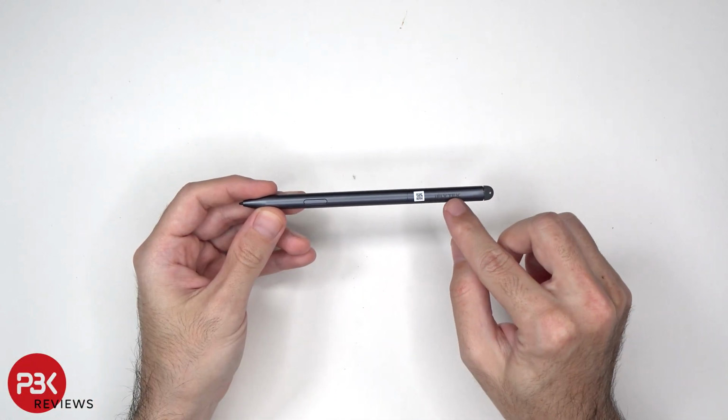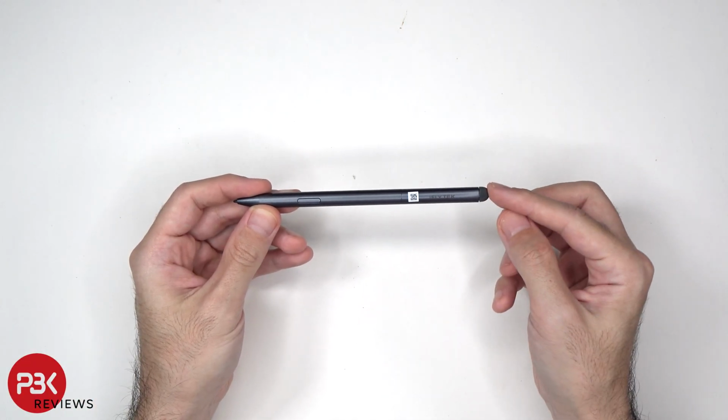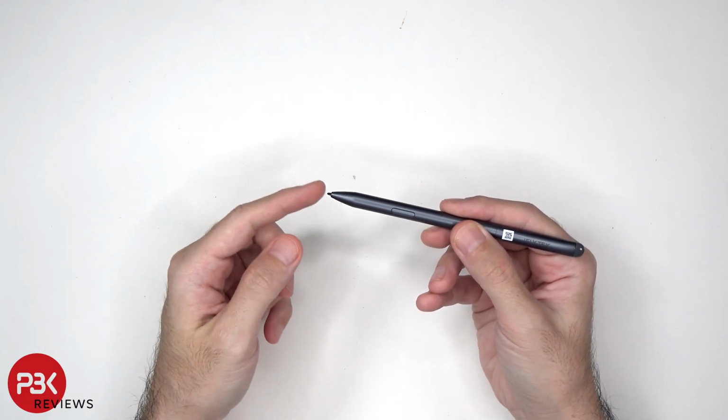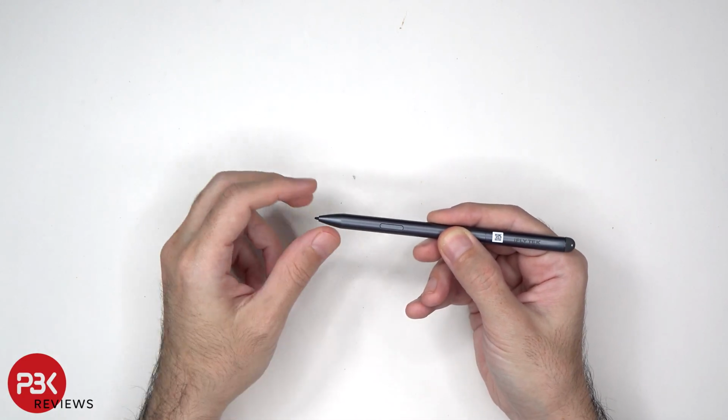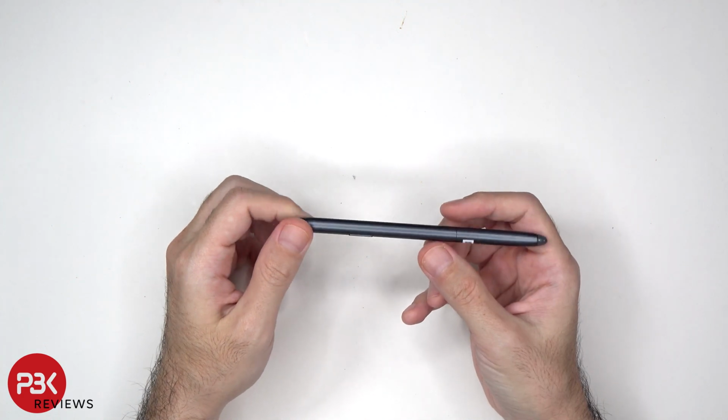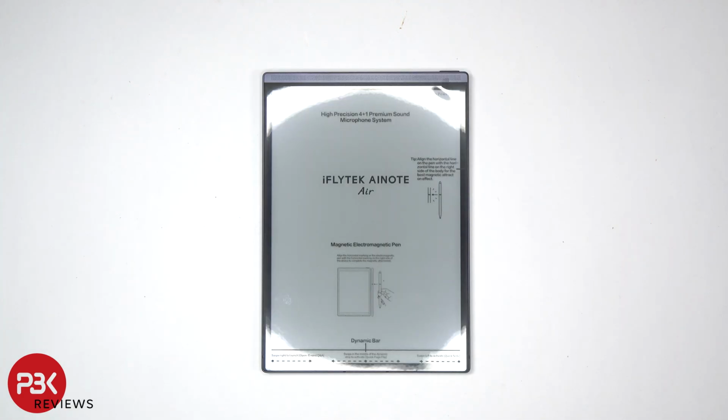We can see the brand located here on the side. The eraser on top. And the pointer. There's also a button on the side. And here's the AINOTE Air 2.